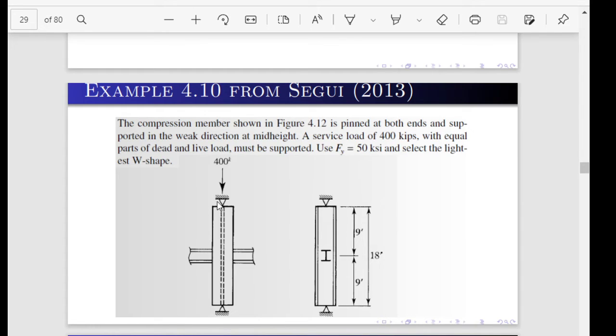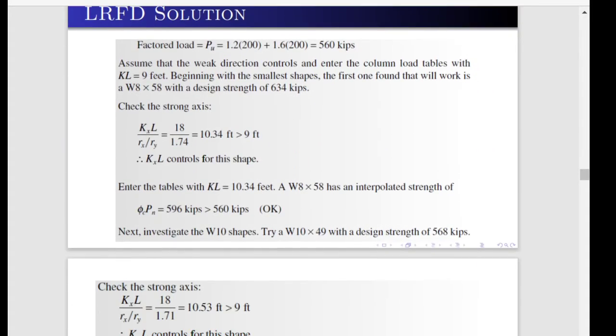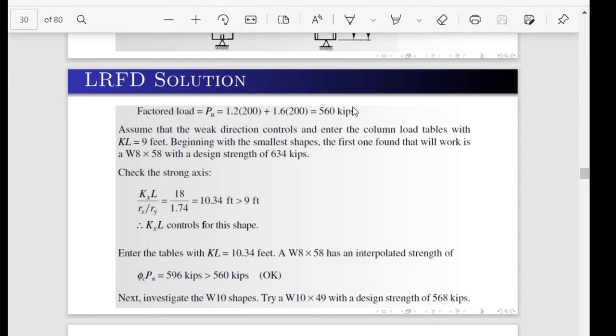We have here the column, supported in the weak direction. So at mid-height we have 9 feet, and 9 feet. First, for the LRFD solution, we have to compute the factored load, Pu: 1.2 dead load plus 1.6 live load. This load combination will give the highest, critical value for your factored load, so this load combination will govern in the design.